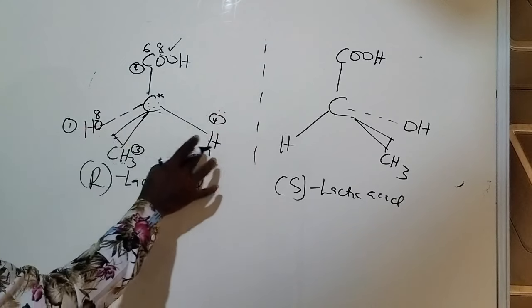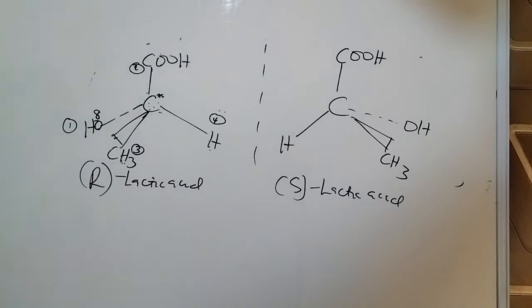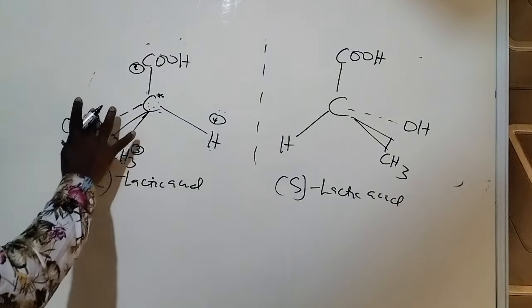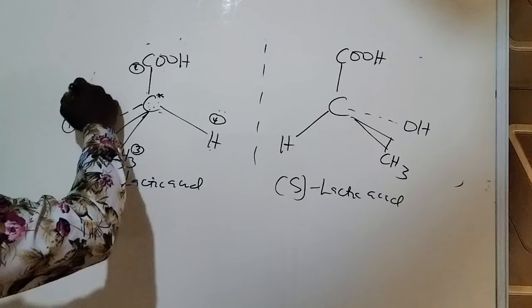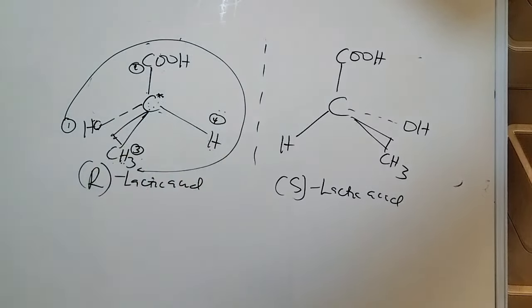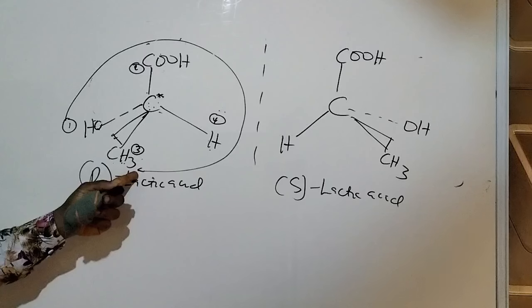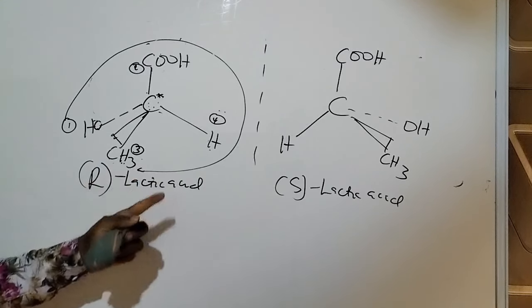So let's consider the movement now. When you move from 1, from the highest, from 1 to 4, we move like this. We must pass through 2 before we come to 4, even though there's 3 in between. So this is a clockwise movement or motion. So it's called R-lactic acid.